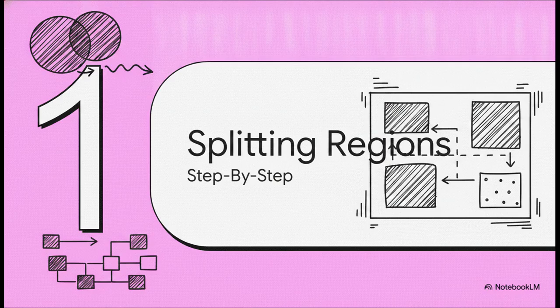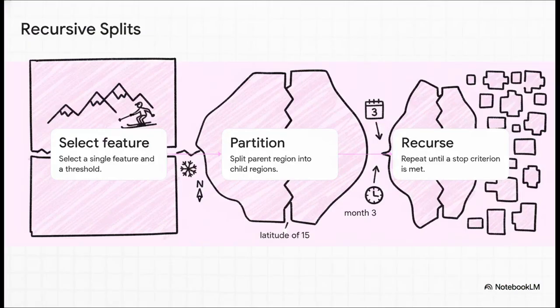Section 1. Splitting regions step by step. So we know it draws boxes, but selecting the perfect regions all at once is computationally intractable. It's just too hard. Instead, decision trees use a method called greedy top-down recursive partitioning. It starts top-down with the entire original input space. Let's call that the parent region. Step 1, the algorithm selects a single feature and a threshold t. For our skiing problem, it might look at location and set a threshold at a latitude of 15. Step 2, it splits that parent region into two child regions based on that exact threshold.